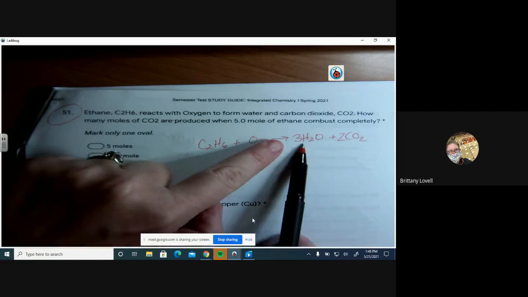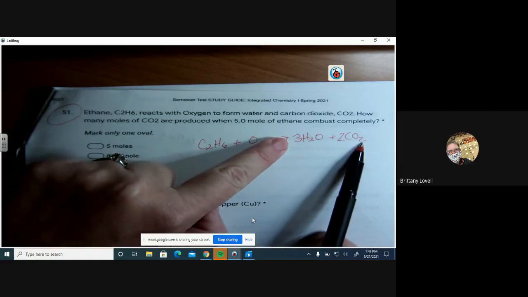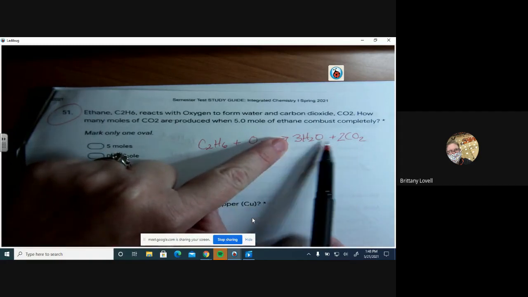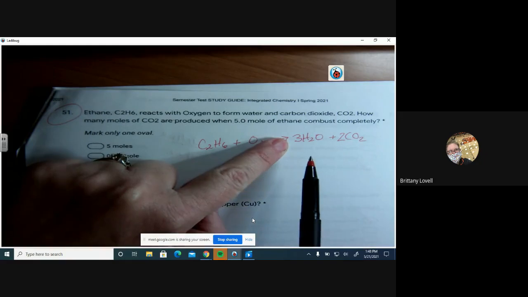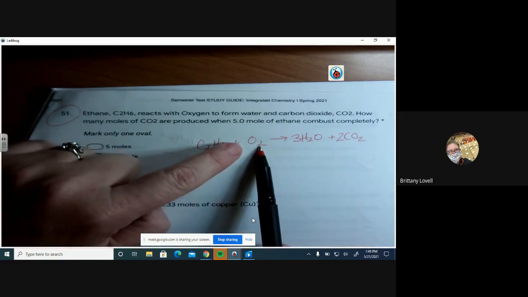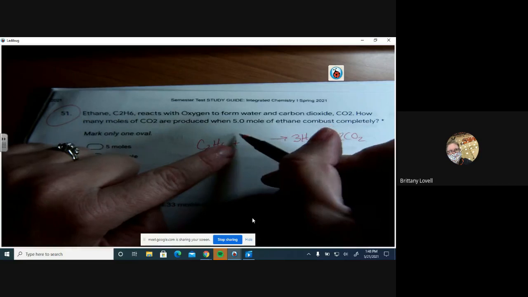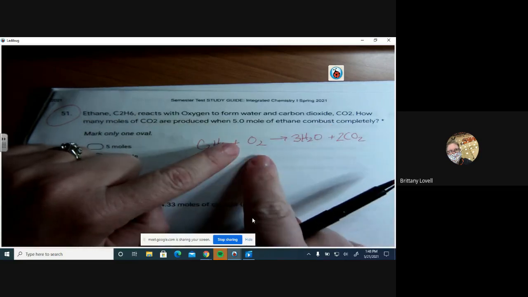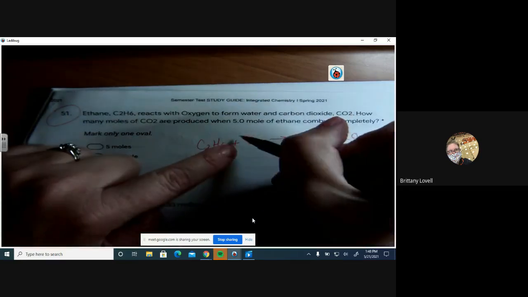Now, on this side, how many oxygens do you see on that side? 7, right? Yeah, you got 7. Well, that sucks because there's no way to get this to be an even number. One thing that we talked about, though, what would 7 divided by 2 be? It'd be like 3.5.